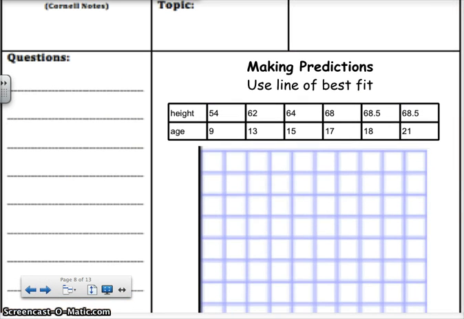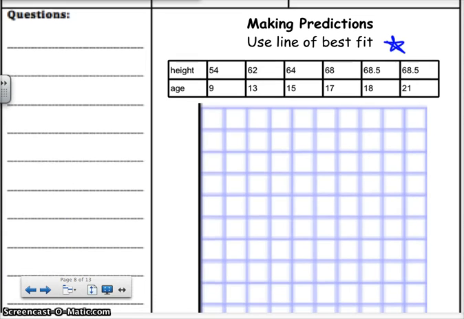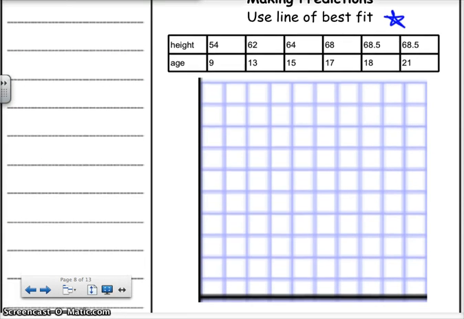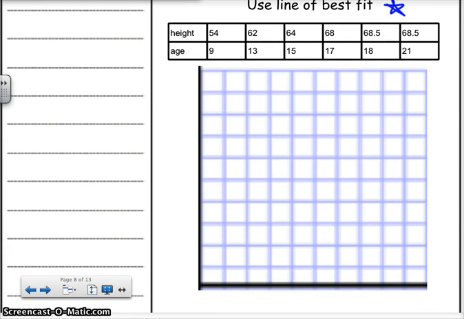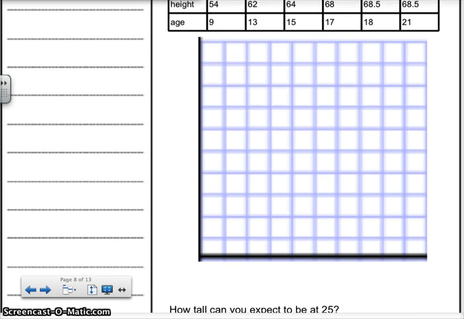Okay, here's our last learning target for today. You need to be able to make predictions. To make predictions, we use the line of best fit. So, what do you think depends on the other, height or age? What is independent here? Age. Age is always our independent. So age goes on the bottom, height goes on the left.